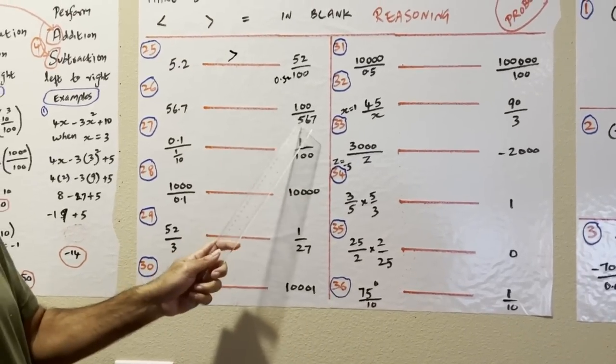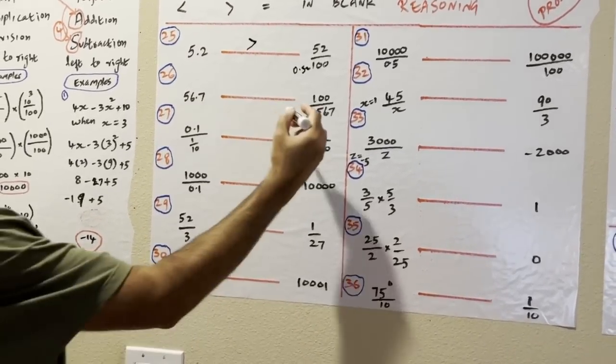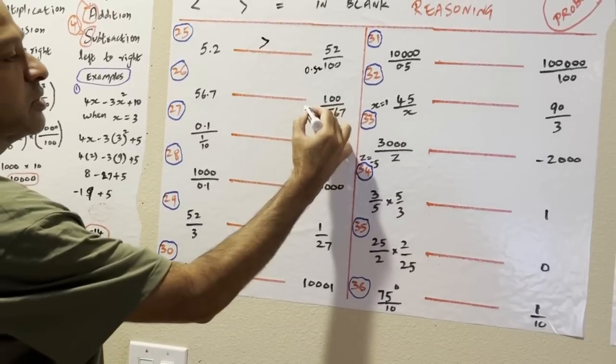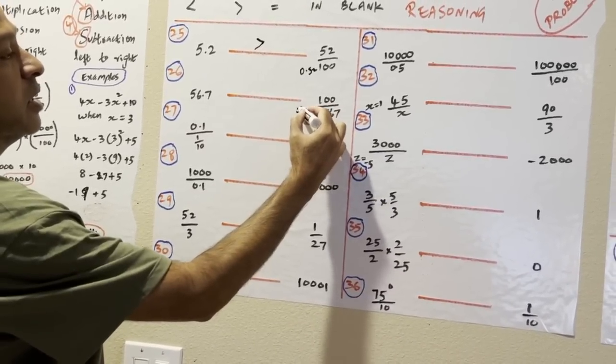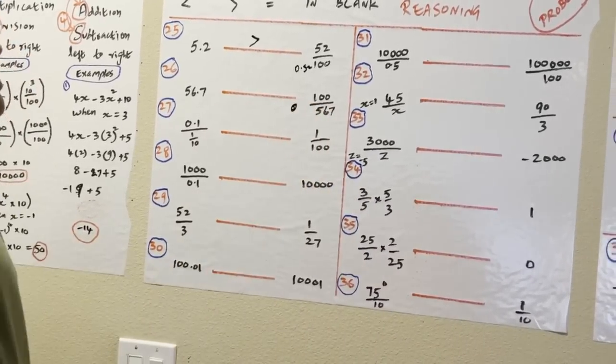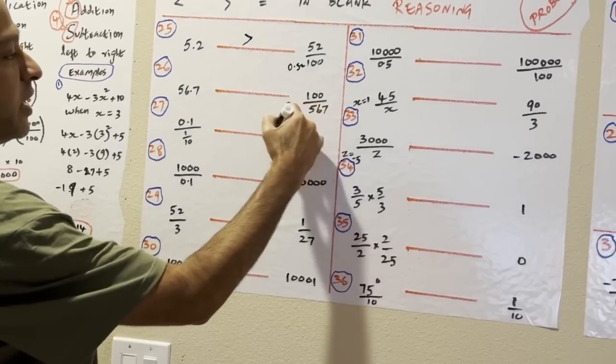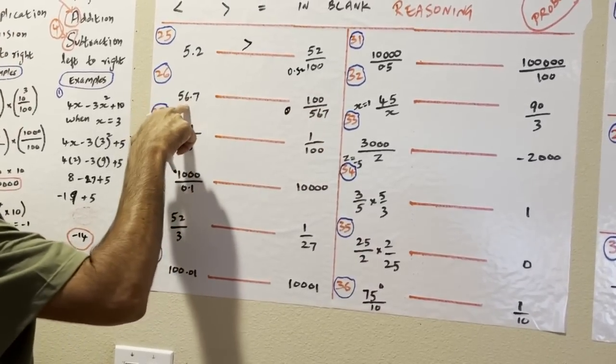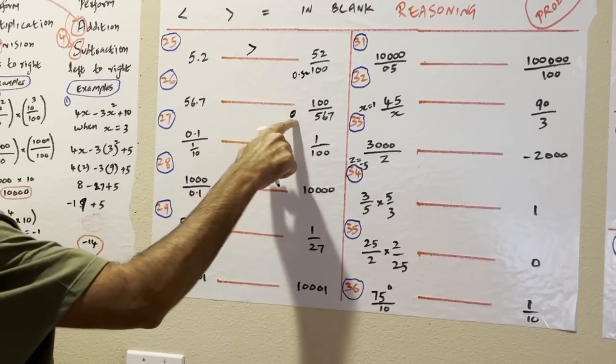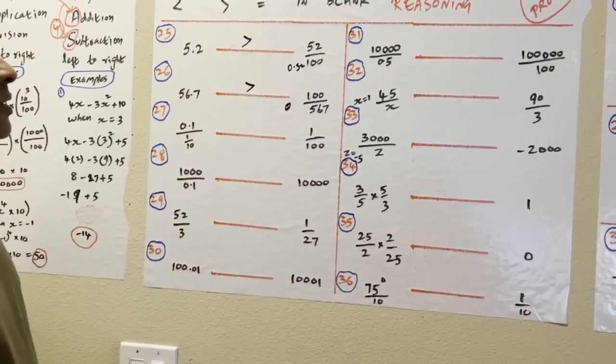Next, 567 divided by 100. This equates to 2 zeros, you have to put the decimal point. This will be a fraction actually. But here, 5 is greater than 0. So you can obviously put greater than here.